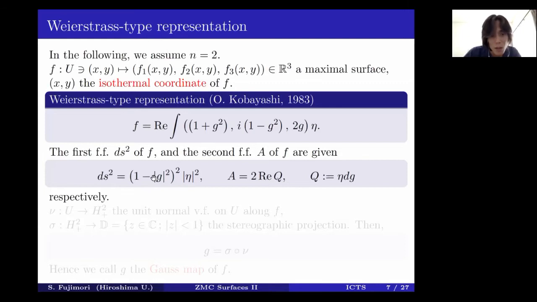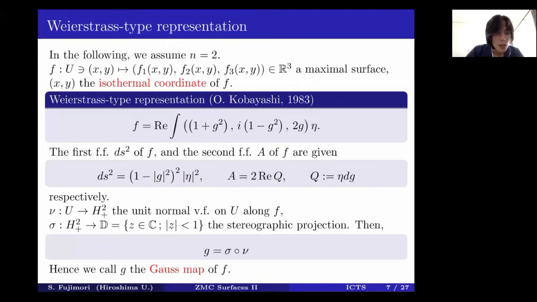And also, let nu be the unit normal vector field on U, and sigma the stereographic projection from the hyperboloid onto the unit disk. Then G coincides with the composition of this stereographic projection sigma and the unit normal. So this G is called the Gauss map of F. Okay.